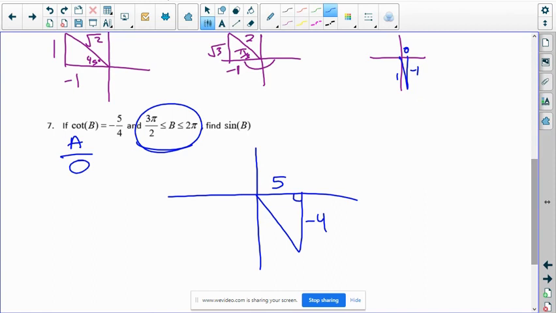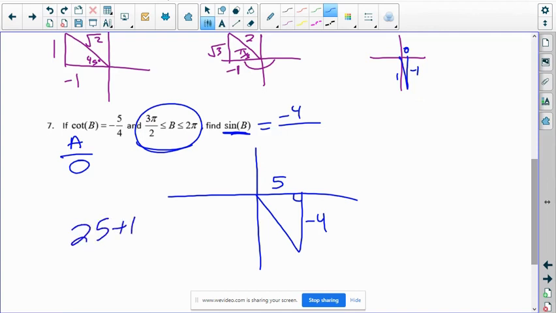Well, if we want to find this hypotenuse, we have to do the Pythagorean theorem. Now that would help us because we need to find the sine of this angle B, which is its opposite over its hypotenuse. It's going to be negative 4 over something. We have to know what that something is, so we can go find it.